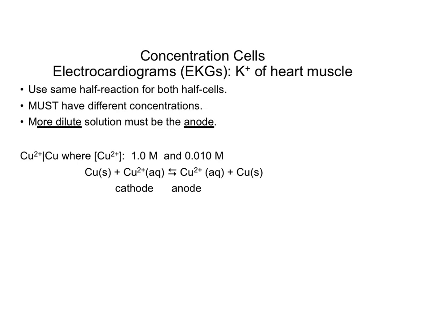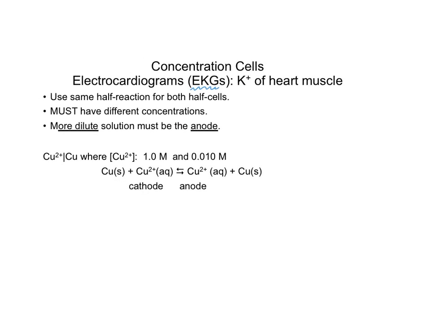My last example is concentration cells. And as we've worked through these last examples, you're saying, oh my, why do I have to know this? Well, concentration cells are really EKGs. What they do is they measure the potassium ion going in and out of your heart muscle. That's a specific. But a concentration cell uses the same half reaction for both half cells. The cells must have different concentrations, and we will always make the more dilute solution be the anode.